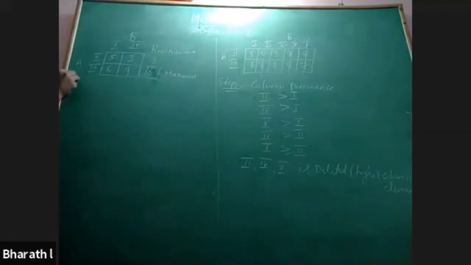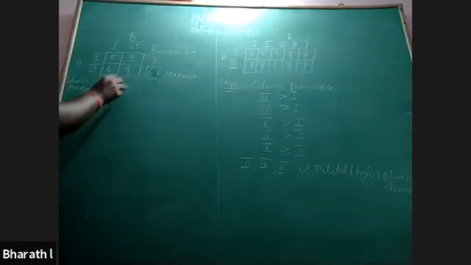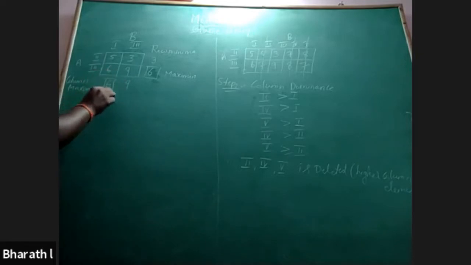The next, as usual, you write column maxima. Out of 5, 6, maximum is 6. Out of 3, 9, maximum is 9. Out of these maxima, minimum is 6. Here you write minimax.